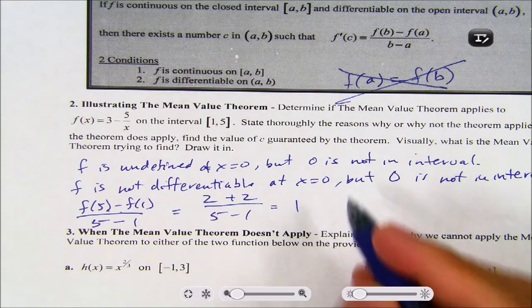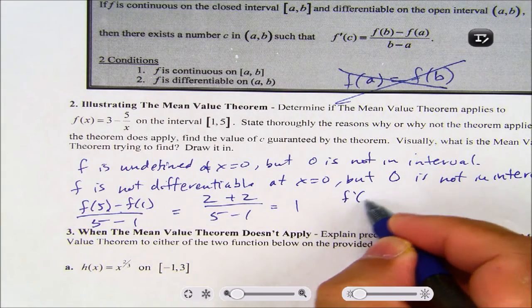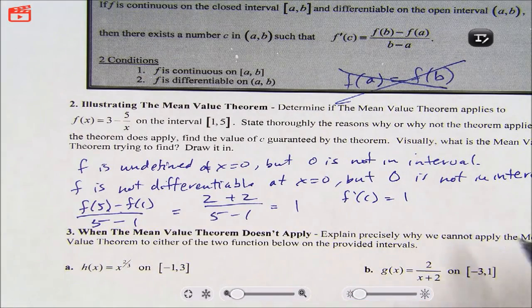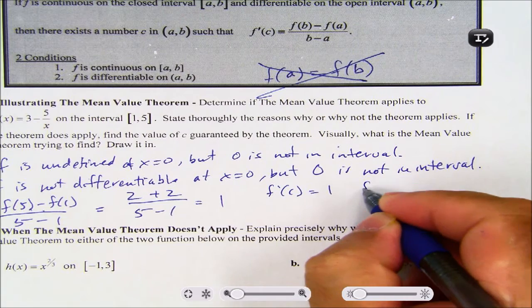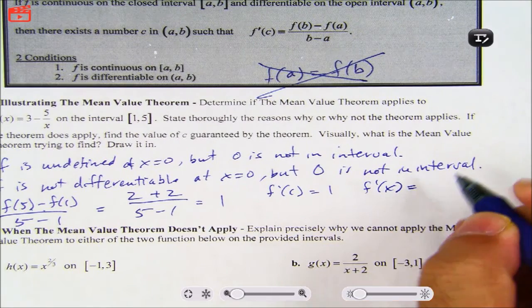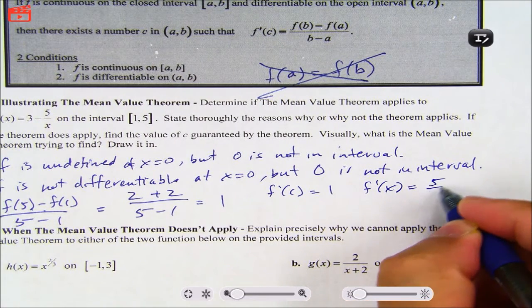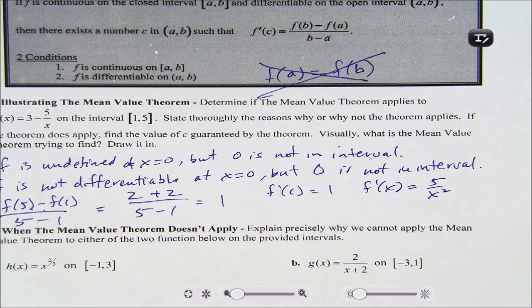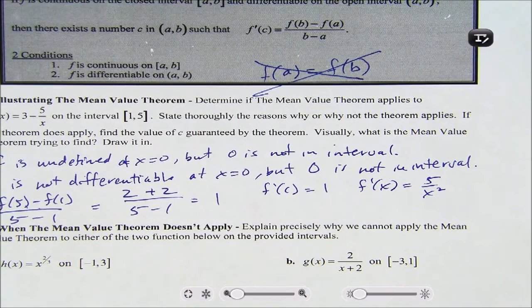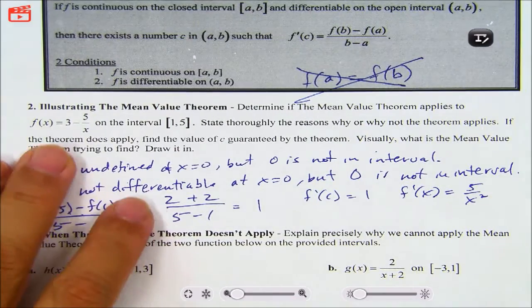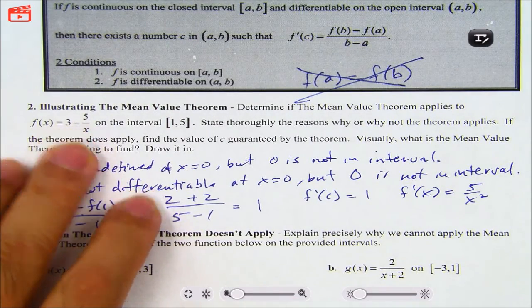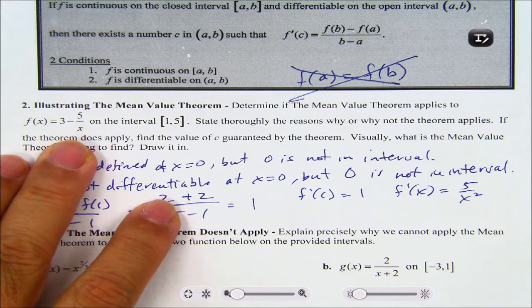So now we want to know when is f prime of c equal to 1. So what's the derivative first? So we've got to take the derivative. The derivative is 5 over x squared. Do you need me to show you how I got that? Sure. Okay. So I think the first part's easy. What's the derivative of 3? 0. So that means the question is, what's the derivative of negative 5 over x?